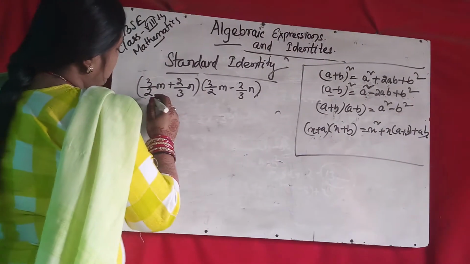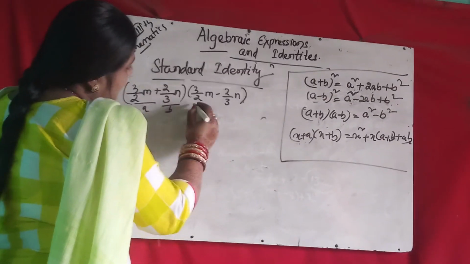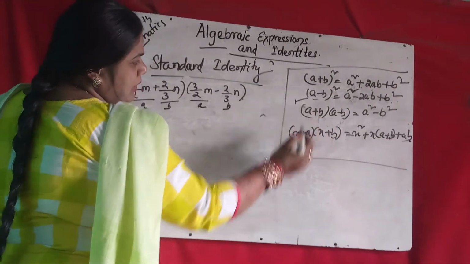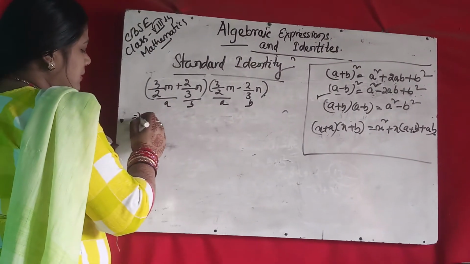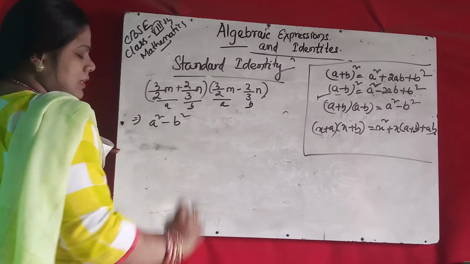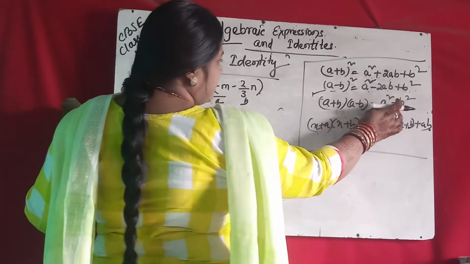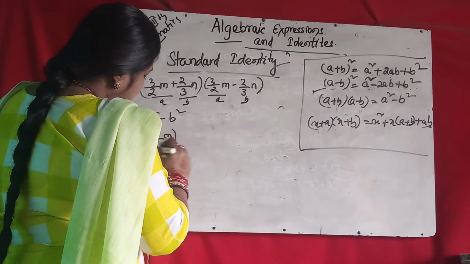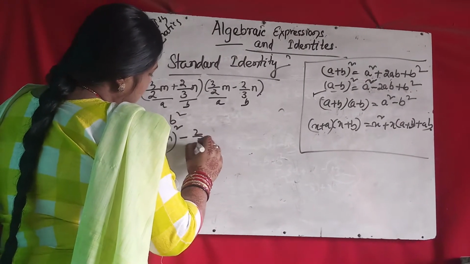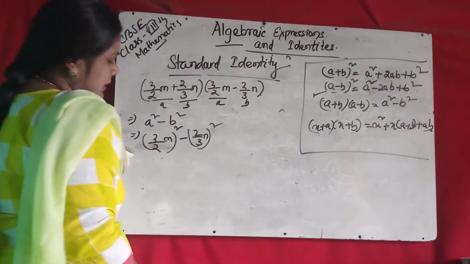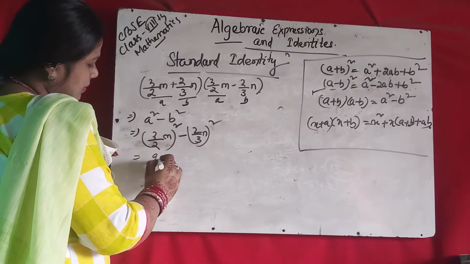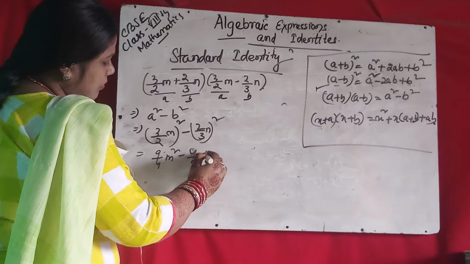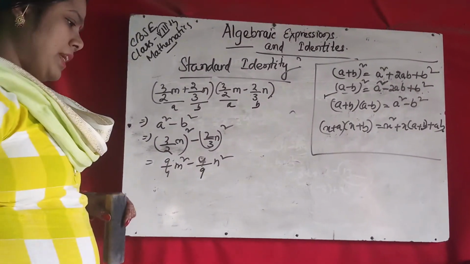So here suppose this is A, this is B, and again this is A, this is B: (A + B)(A − B). You know that (A + B)(A − B) means A square minus B square. So here A is 3/2 m, so it is (3/2 m) square minus (2/3 n) square. 3 times 3 is 9 by 4 m square, minus 2 times 2 is 4 by 3 times 3 is 9, so 4/9 n square. This will be your answer.